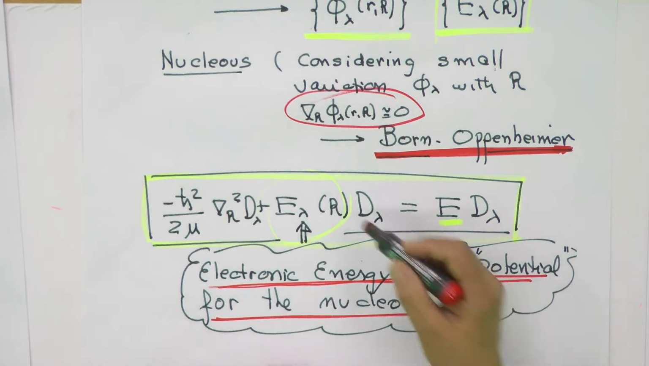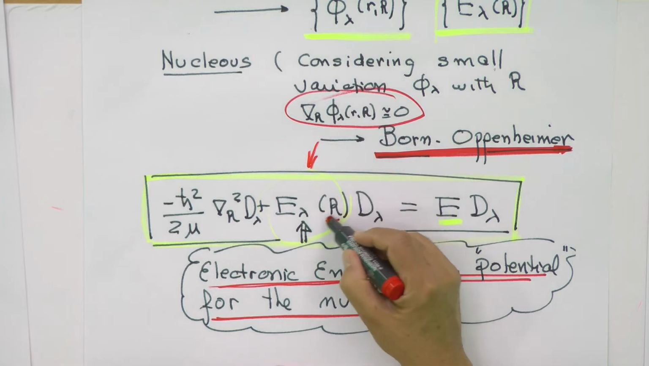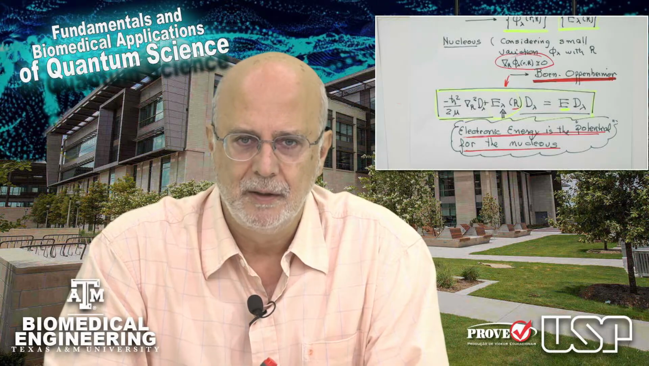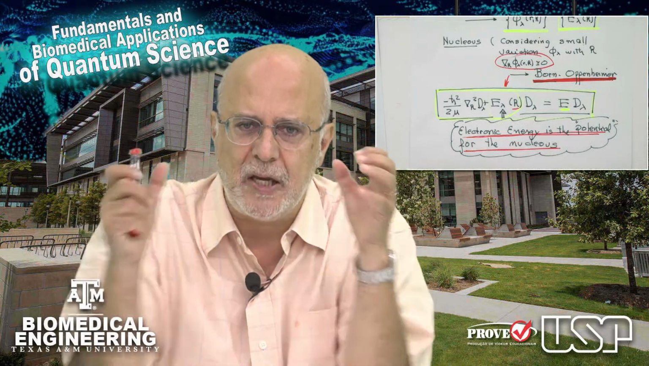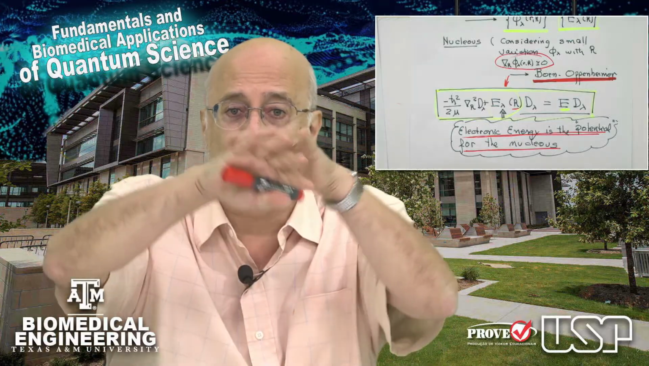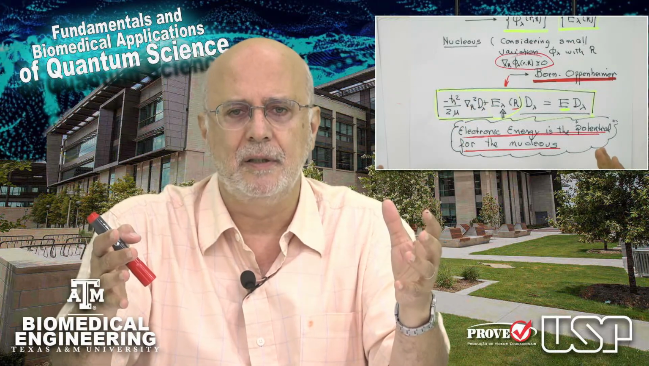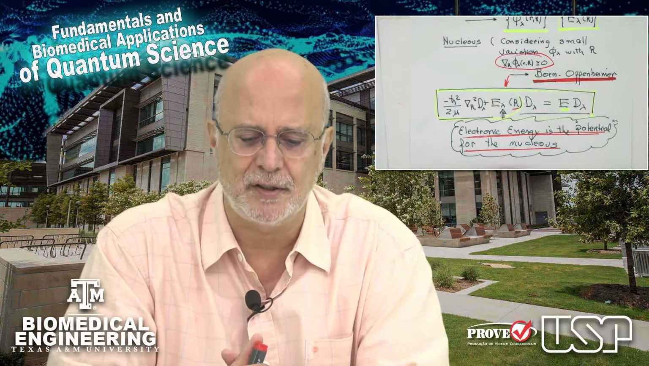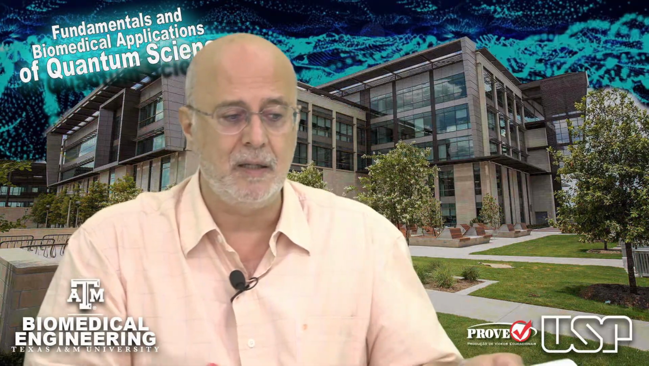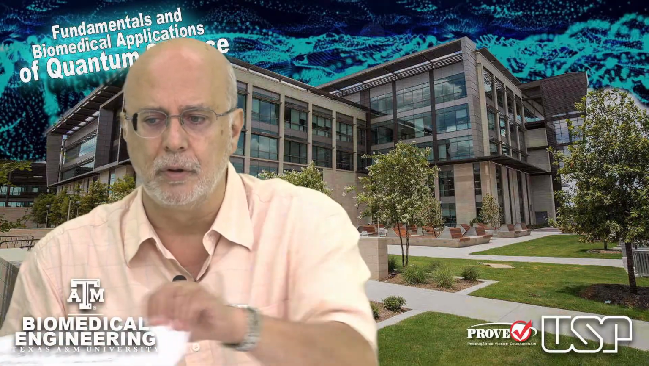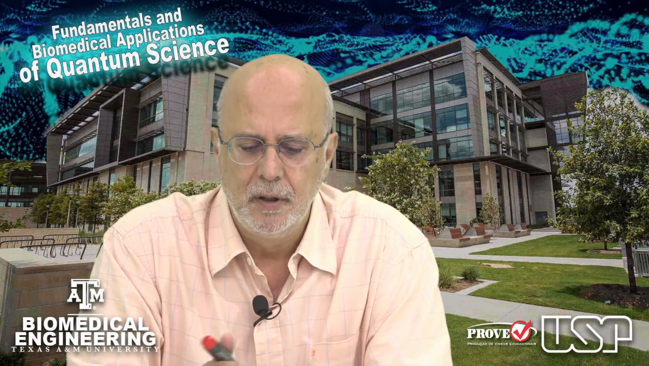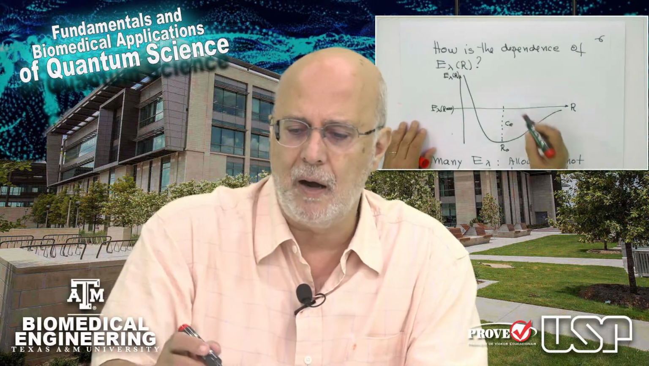So the electronic energy, which has a dependency on the position of the two nuclei, is the potential that keeps these two nuclei together. So the electron cloud acts as if there was a potential keeping the two nuclei together. And that's why they stay together. And that's the main reason for keeping the two nuclei together. Now, how is this energy? Of course, it depends on the nuclear positions. So we're going to plot here how is the dependence.